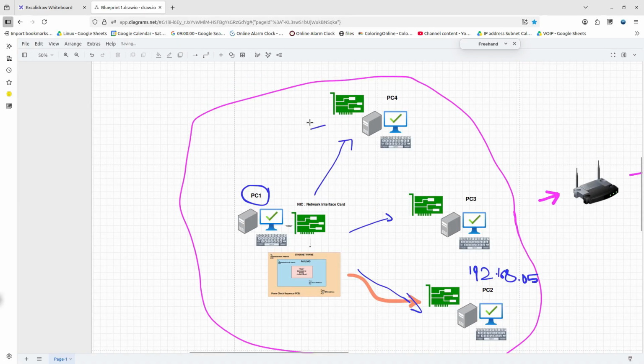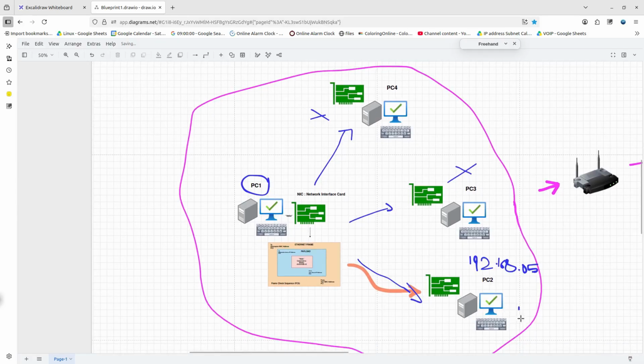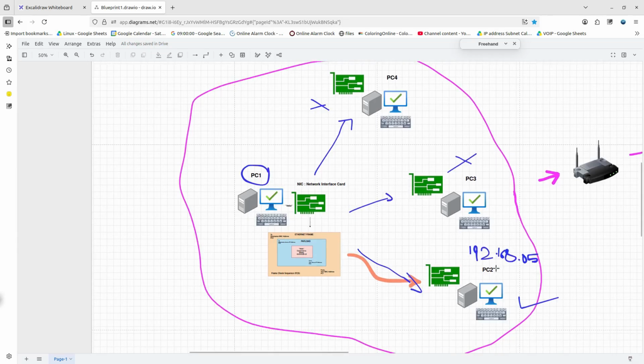PC4 will be like, "Nope, not me." PC3 will also be like, "Nope, not me." PC2 will be like, "Yep, that's me. This is the IP address of 192.168.0.5." It will send an acknowledgement: "Hey, hi, I'm 192.168.0.5. That is my IP address. But please note my MAC address. It is 11:22:33:44:55:66. Hey, that is my MAC address. Please note this down as well." Sorry about my drawing.